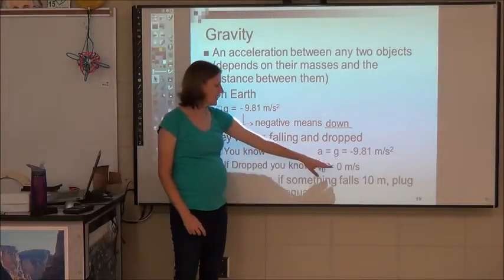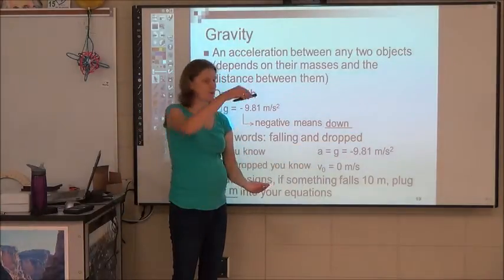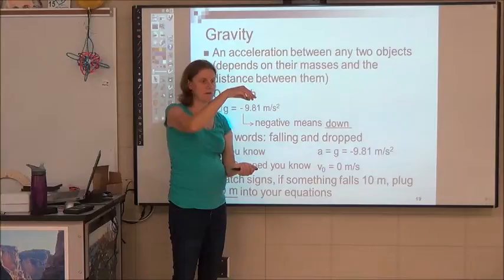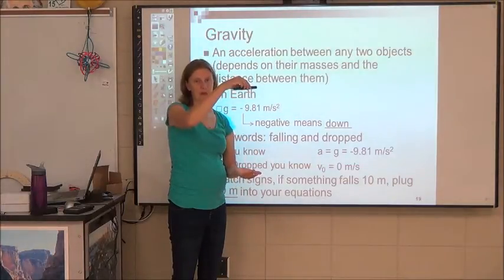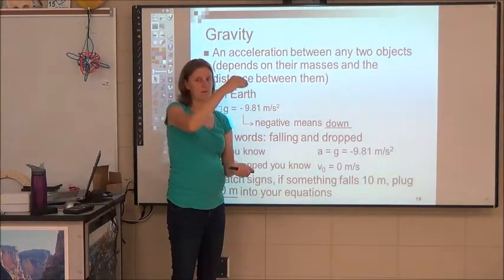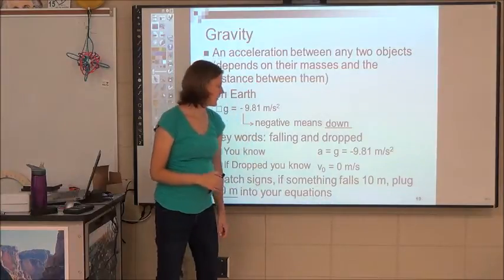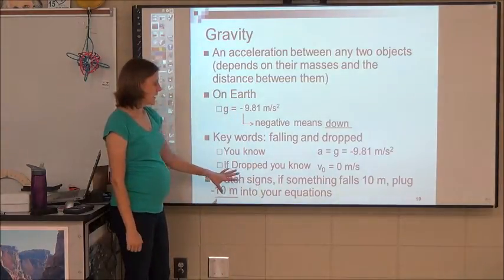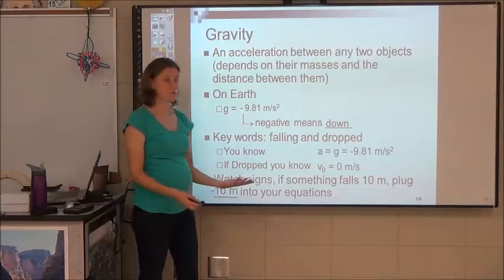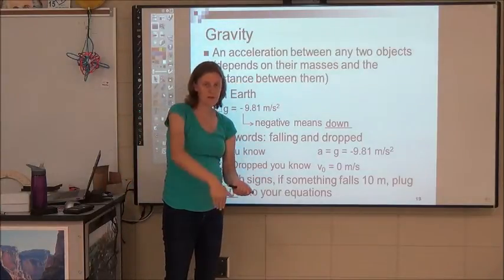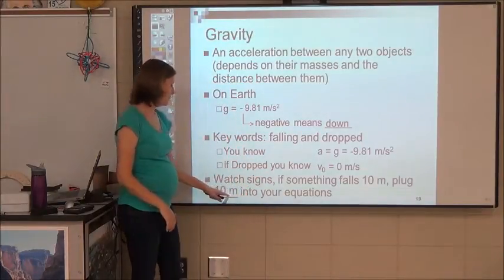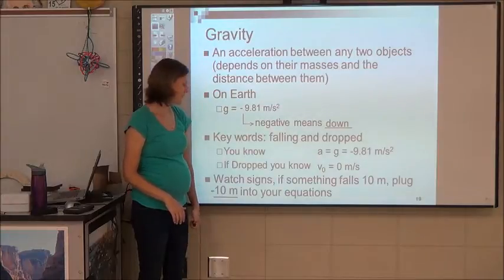Dropped, okay, gravity applies, and the initial velocity is 0. Yeah, this pen is about to go faster and faster and faster, but at the very top there, its initial velocity is nothing. And then just watch out for signs. If you're talking about something falling, its displacement is down. So you'd want a negative value there for displacement.